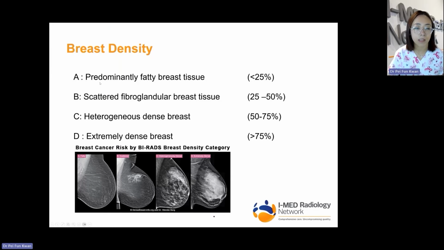BI-RADS A is less than 25% of fibroglandular breast tissue. This very dense tissue is fibroglandular breast tissue. The dark areas, fat. So BI-RADS A is fatty breast. BI-RADS B is scattered fibroglandular breast tissue. It's patchy areas of fibroglandular breast tissue. And BI-RADS C is heterogeneously dense breast, which is 50 to 75% breast tissue. And BI-RADS D is extremely dense breast, more than 75% dense breast.